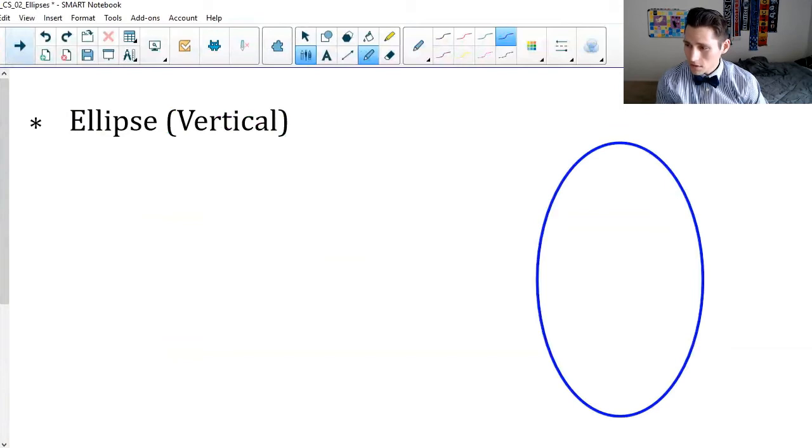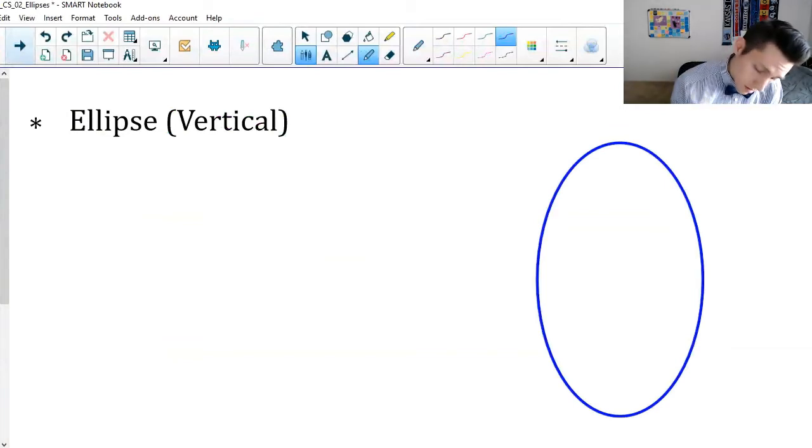For a vertical ellipse, it is almost the same equation.